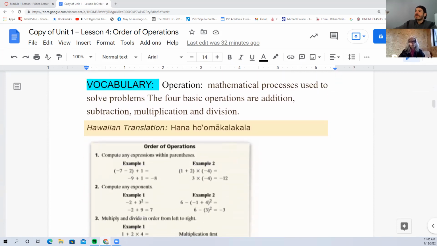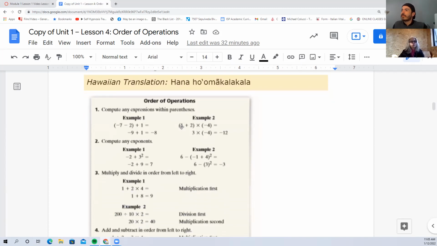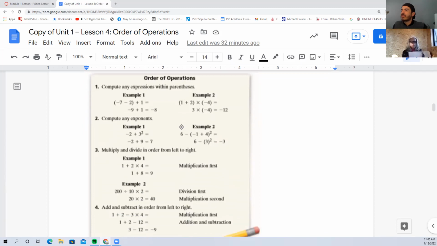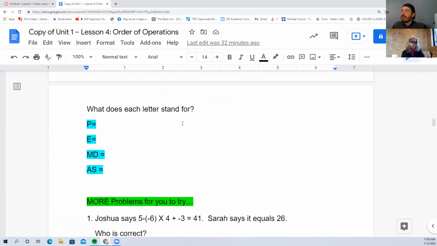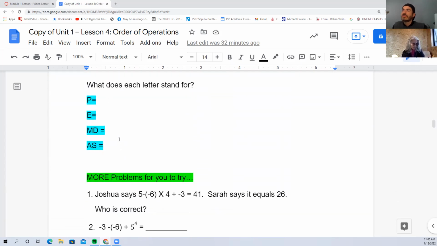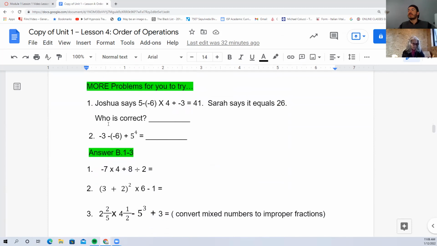Okay, vocabulary. Operation: mathematical processes used to solve problems. The four basic operations are addition, subtraction, multiplication, and division. So when I talk about an operator, those are the four basic operations we've spoken about. Order of operations, for the sake of time, I'm going to scroll down a little bit because we've done some of these examples already. PEMDAS, we talked about that, so go ahead and fill that out as you work through this. And here's another problem for us to try. So let's give it a go.